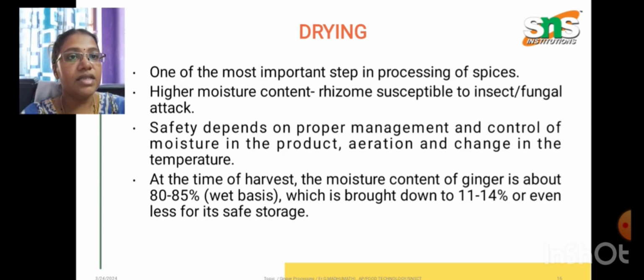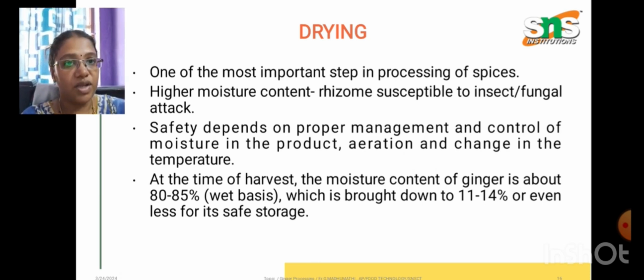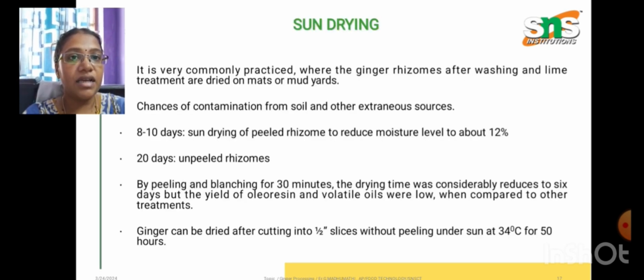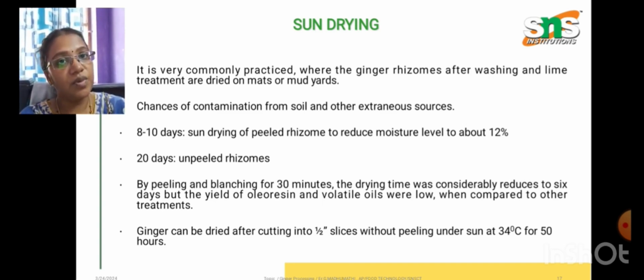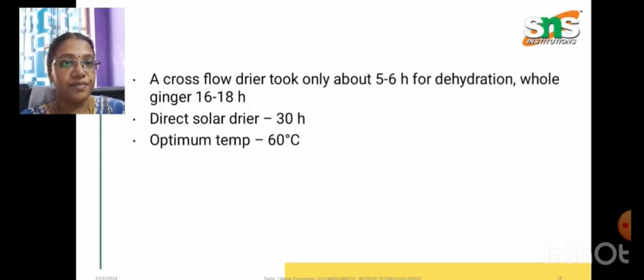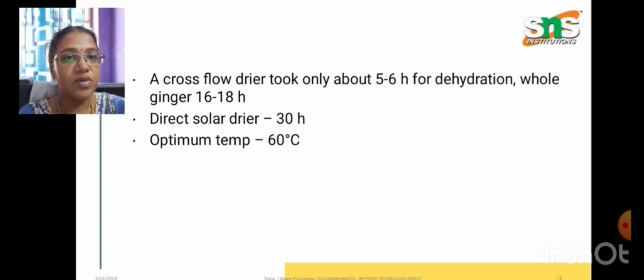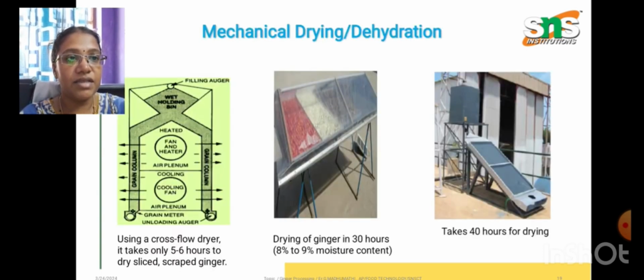Then drying, this is one of the most important steps in the process, where the initial moisture content is reduced to the safe storage level. Sun drying is adopted here, where chances of contamination are more. Sun drying takes nearly 8 to 10 days for the peeled rhizomes, whereas unpeeled rhizomes take more than 20 days to reduce the moisture content. For this, they adopt a fast solar dryer or a standard solar dryer, maintaining the temperature at 60 degrees Celsius.